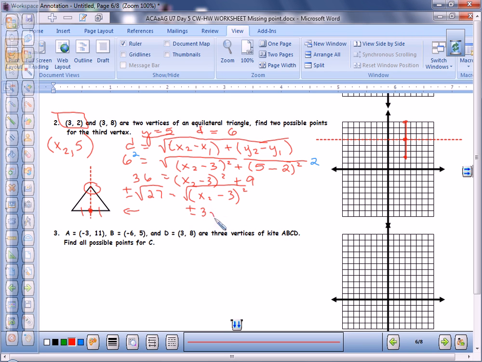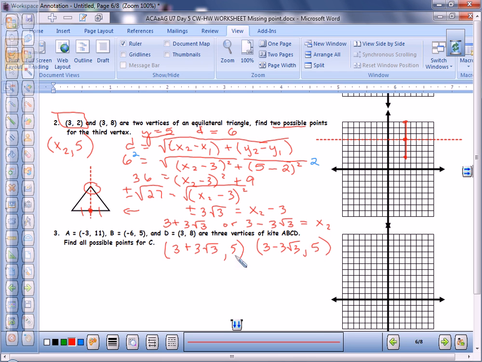Let's go with that. And then we move the 3 back over, so we get 3 plus 3 root 3, or 3 minus 3 root 3, our two x values. I'm supposed to write my answer as the two possible points. So I would write it as (3 plus 3 root 3, 5) and (3 minus 3 root 3, 5). So that one actually has two possible solutions.